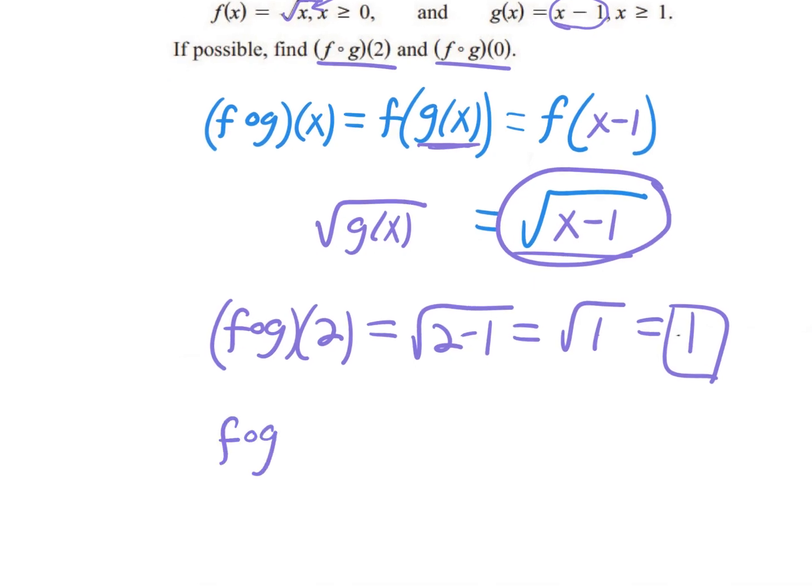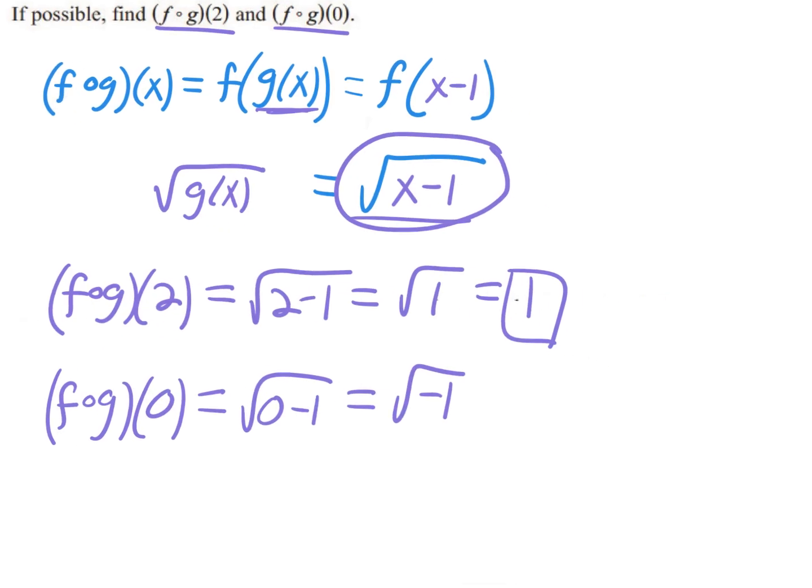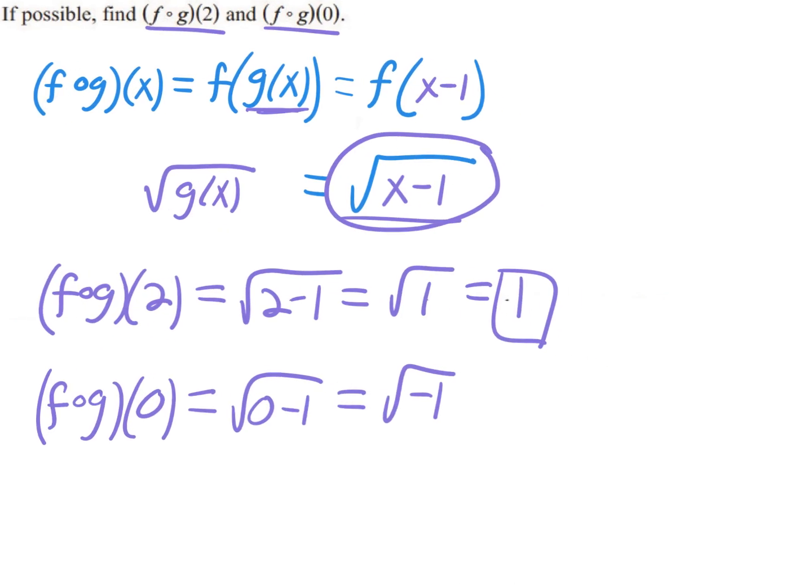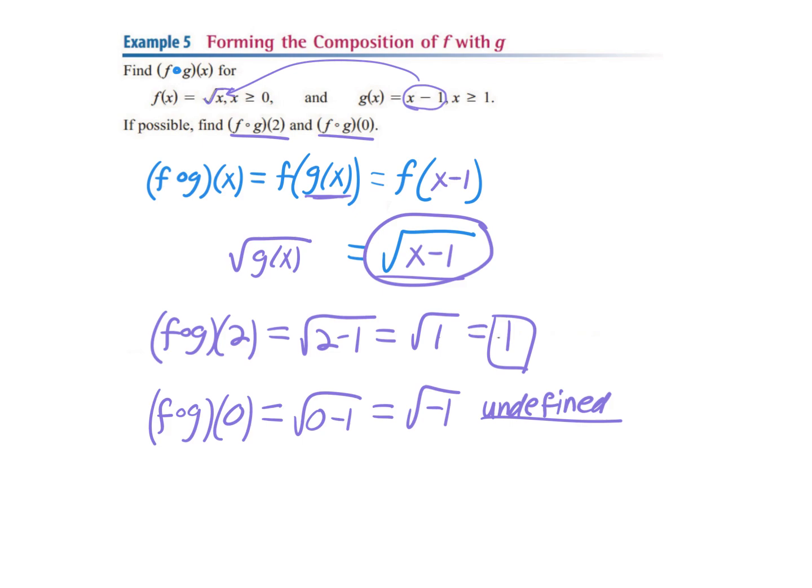All right, if you want to find f composed with g of 0, this is the square root of 0 minus 1. So the square root of negative 1, can that happen? No, so this one is undefined. So f of g of 0 is not possible. That's not allowed.